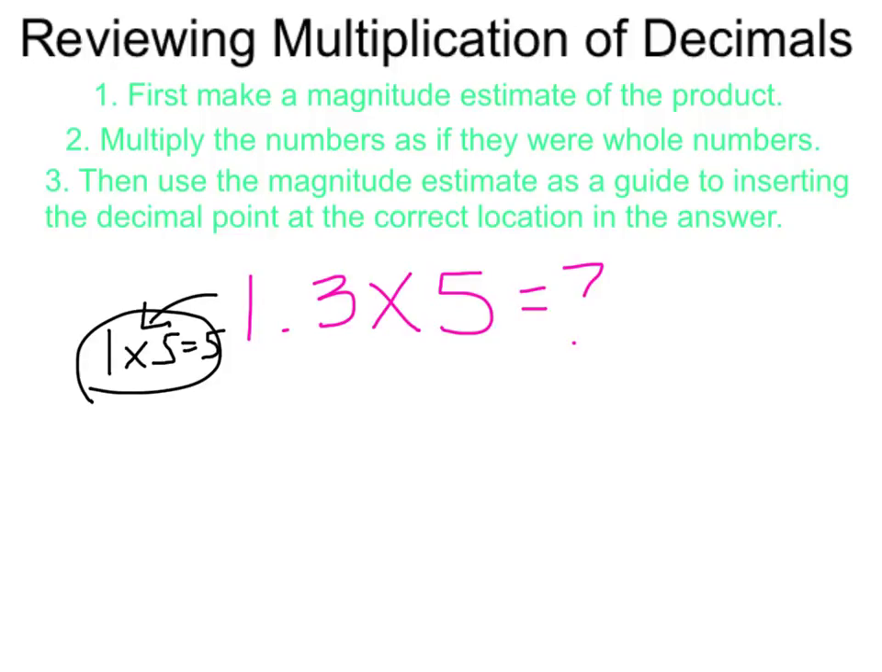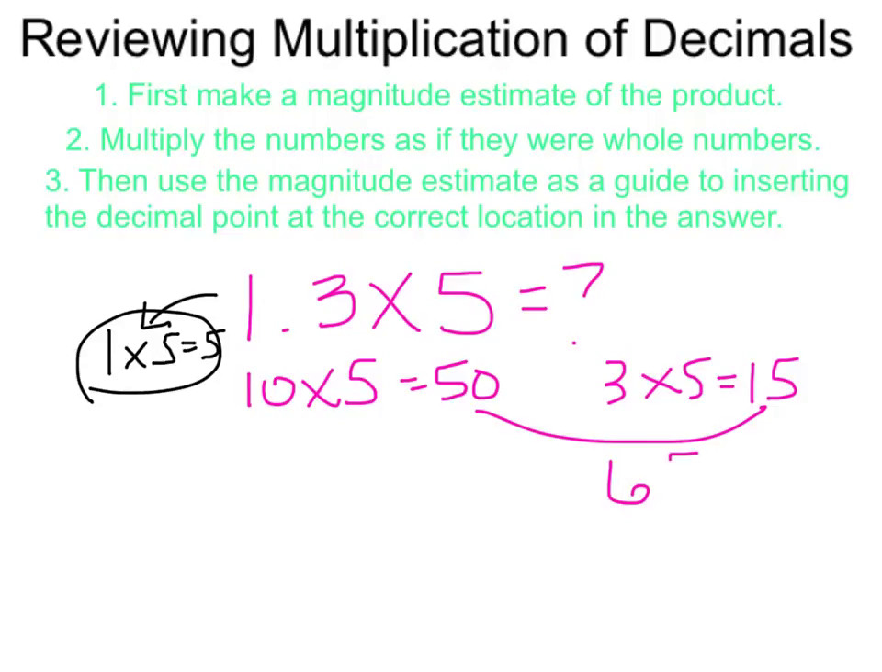Next, I am going to multiply the numbers as if they were whole numbers. This means that I'm simply going to multiply 13 times 5 instead of 1.3 times 5. I'll deal with the decimal point at the end. 13 times 5 is the same thing as 10 times 5 from the 13, which equals 50, and 3 times 5, which equals 15. And when I add those two together, I get an answer of 65.